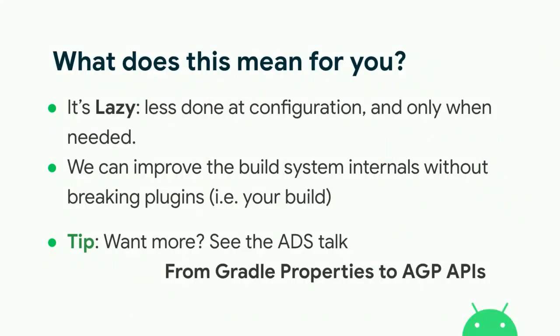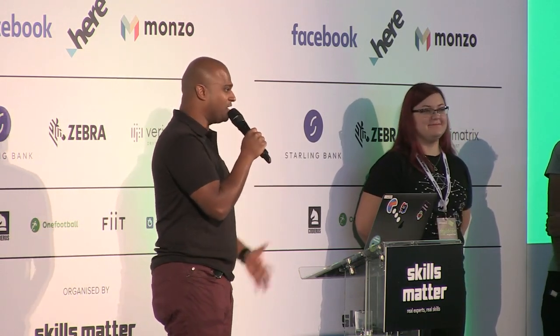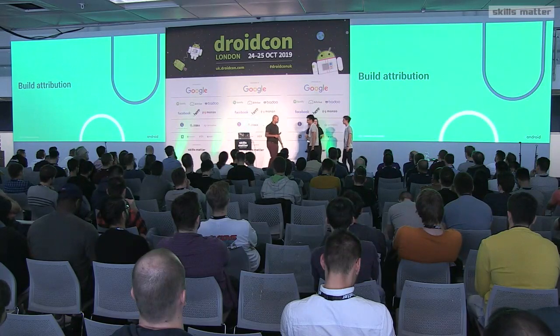So the biggest tip that I would give to you if you wanted to know more, there's a great talk at ADS from the leads who are kind of migrating us over to these new APIs. It's called From Gradle Properties to APIs, and I encourage you to take a listen to that talk. So we've talked a lot about optimizations and things that work for a large number of projects, but each project is quite different. And to talk about some of the more investigative tools that we're developing to help you tinker with your project, I'll turn it over to Amr.